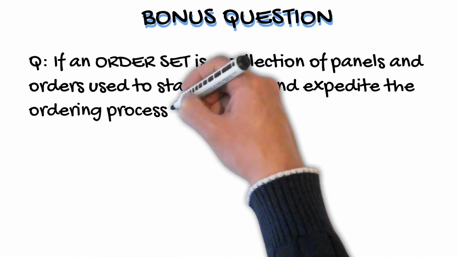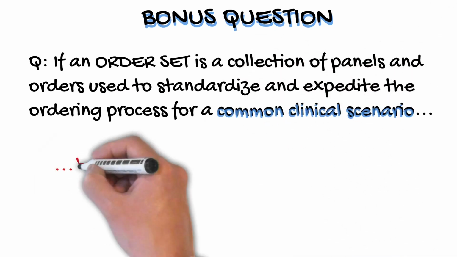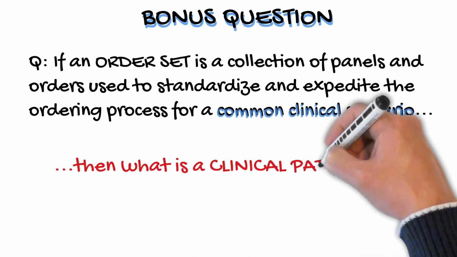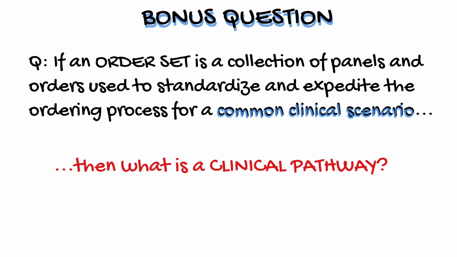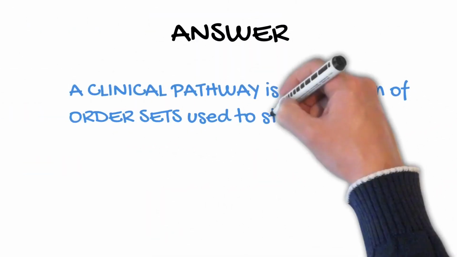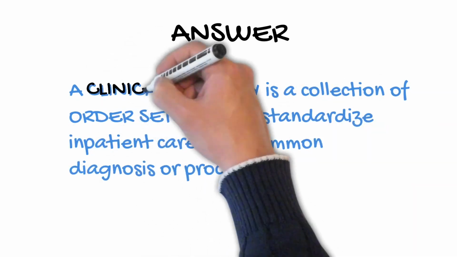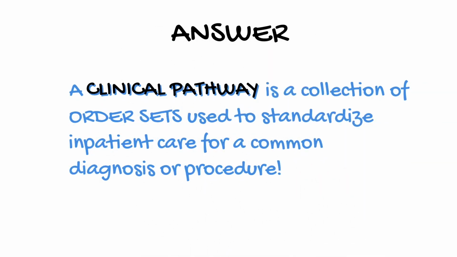Bonus question: if an order set is a collection of panels and orders used to standardize and expedite the ordering process for a common clinical scenario, then what exactly is a clinical pathway? The answer: a clinical pathway is a collection of order sets used to standardize inpatient care for a common diagnosis or procedure.